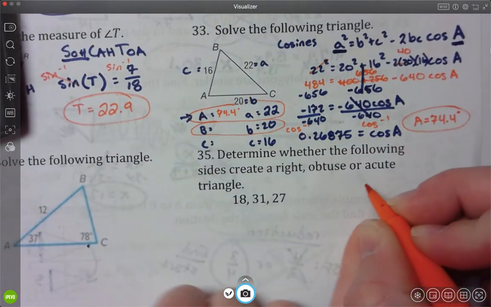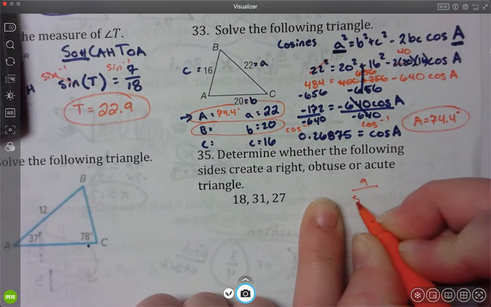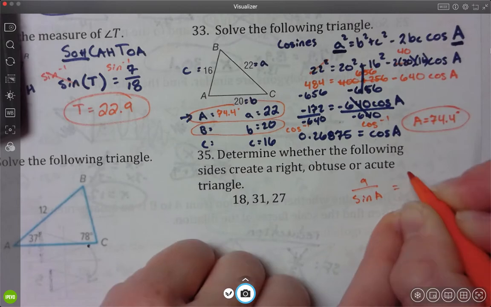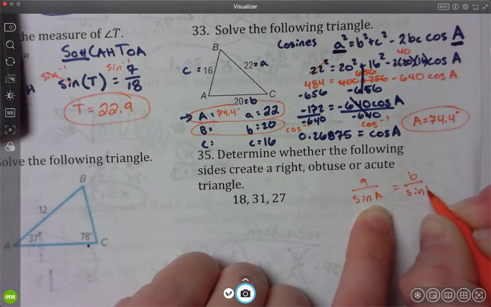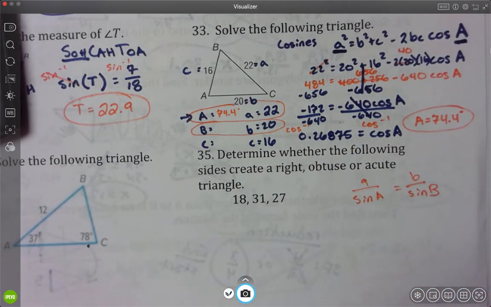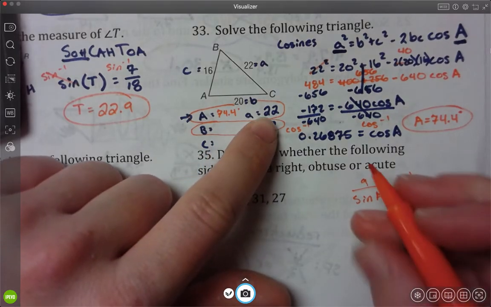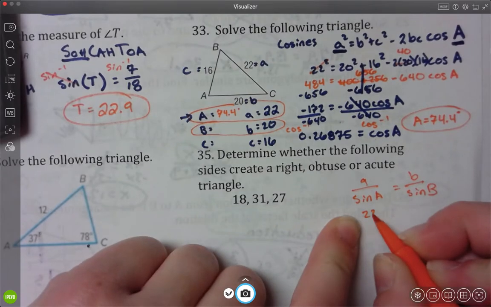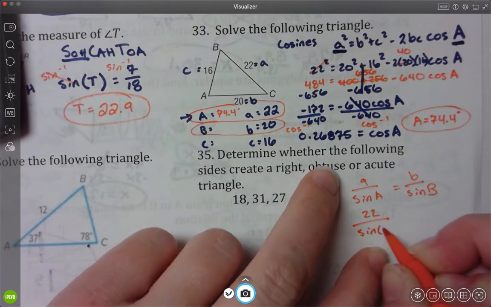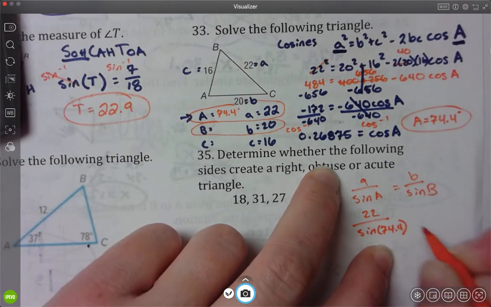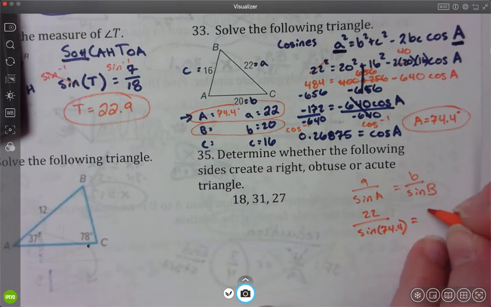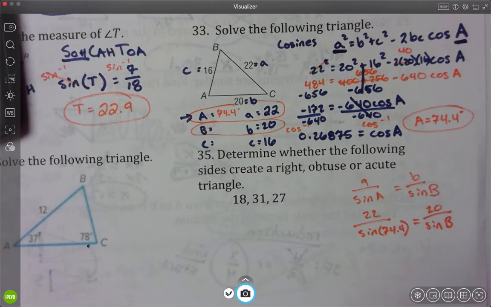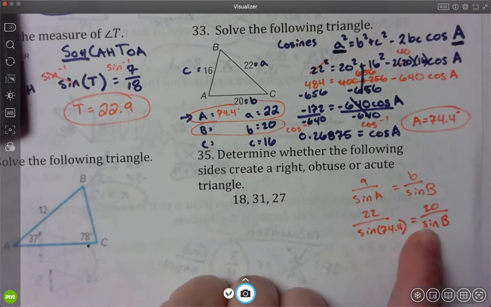So that was like A over sine A equals B over sine B. They might have put the signs on the top. I'm not quite sure how your book wrote that. But anyway, we'll go ahead and do A over sine A is 22 over sine of 74.4. That's what A over sine A is. And B is 20 over sine of capital B. Okay, so A over sine A, B over sine B.